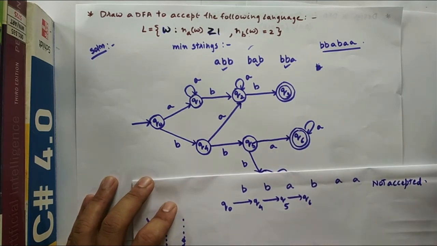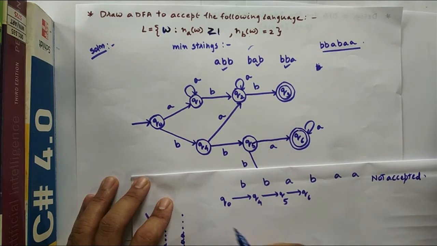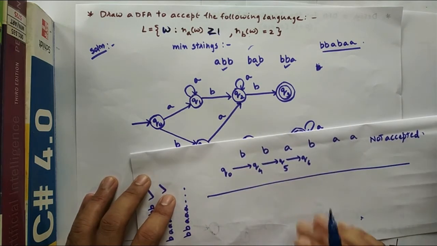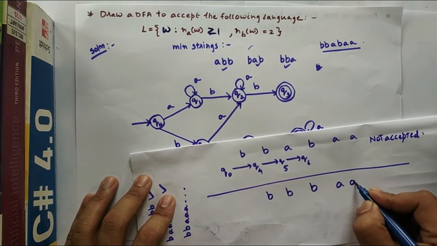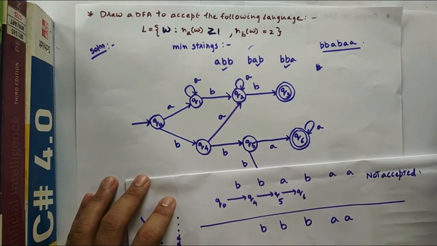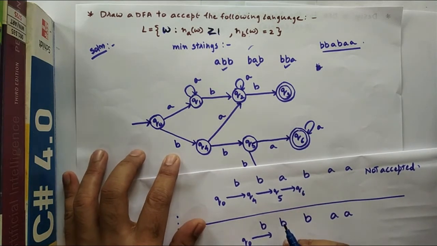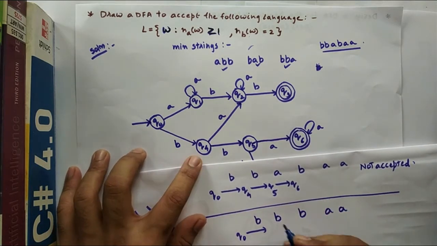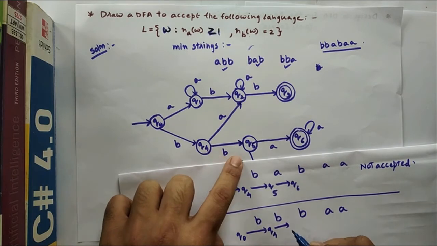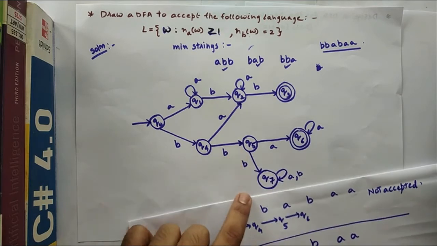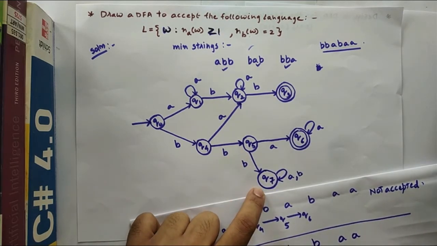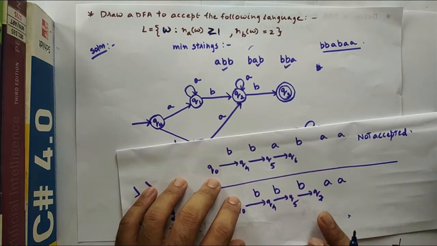Now the second case that I am showing you is this. Suppose you have B, B, B and say A, another string. So you are in Q0 state. When the first B is encountered, you go to Q4 state. From Q4 state, when the second B is encountered, you go to Q5 state. From Q5, another B is encountered. Where do you go? You go to Q7.